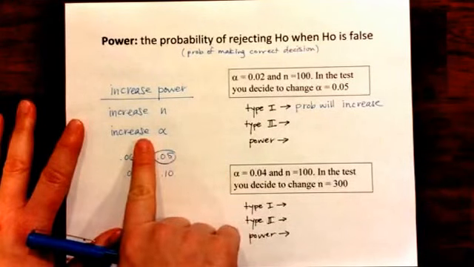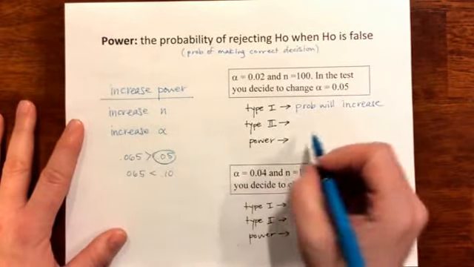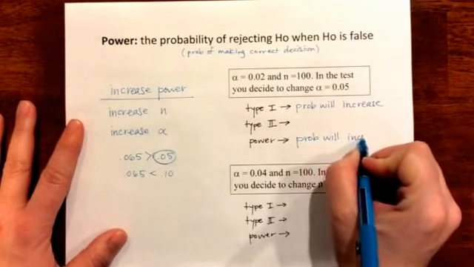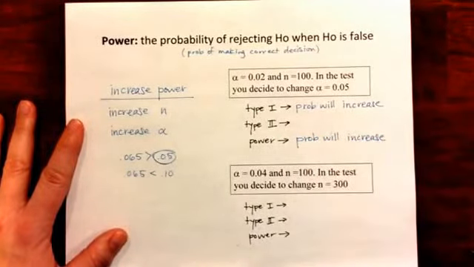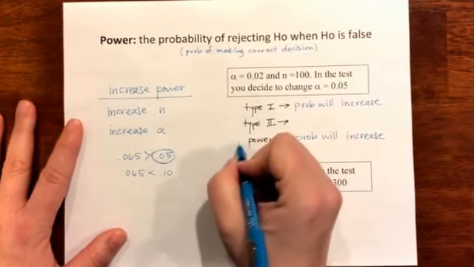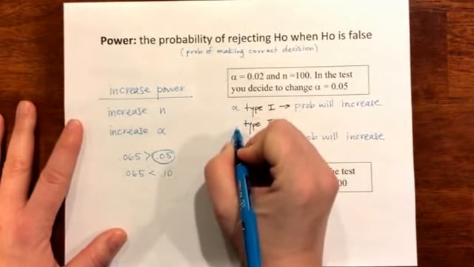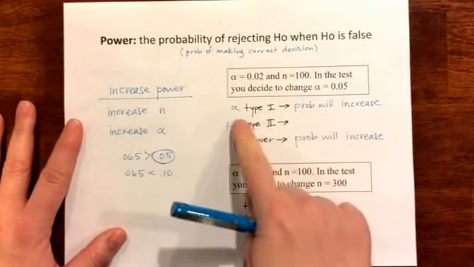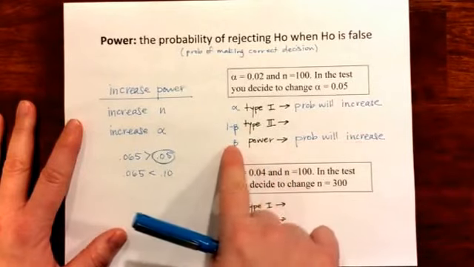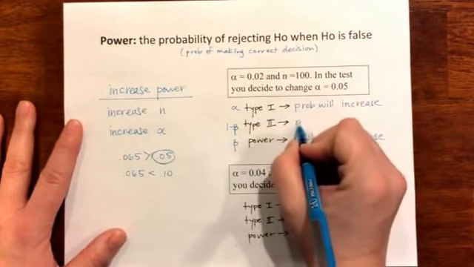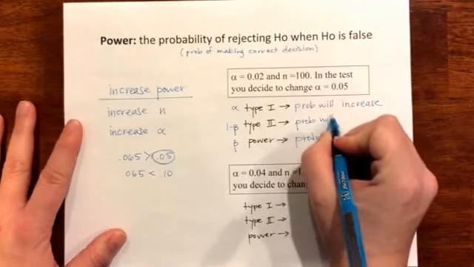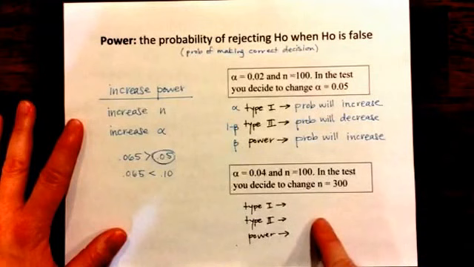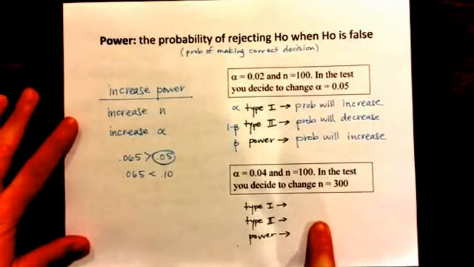We also said over here that if you increase alpha, it increases power. So we know that this probability will increase. And remember that this one is alpha, this one is beta, and this is 1 minus beta. So these are complements of each other. So if this number goes up, this number has to go down. Okay, so now why don't you stop the video, try this one, and then turn it back on and see if we got the same answer.